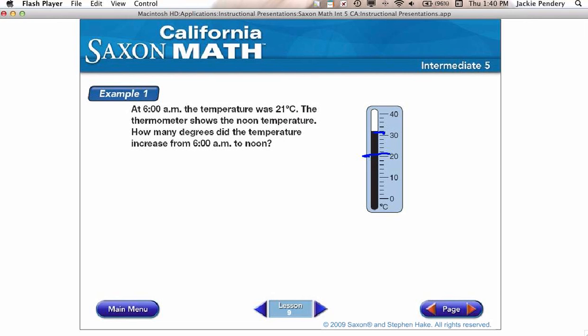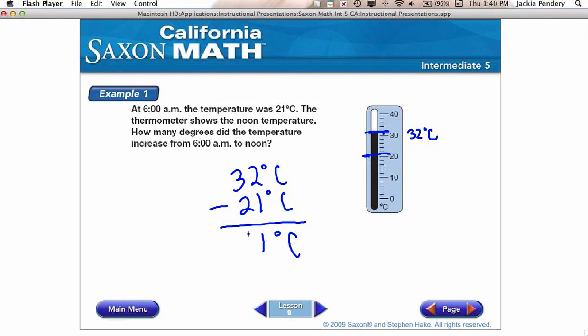So here it is at noon, and it's right on that line, which would be 32 degrees Celsius. How many degrees did the temperature increase from 6 to noon? So I want to know the difference between noon and 6 a.m. So I take my 32 degrees, I subtract the 21 degrees that it was at 6 a.m. And 2 minus 1 is 1, 3 minus 2 is 1, so the difference is 11 degrees Celsius. Again, don't forget those units.